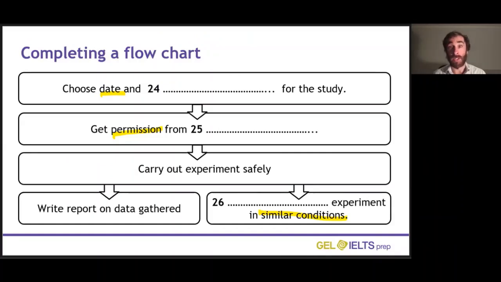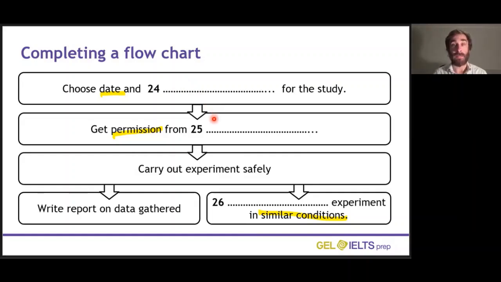Well done if you got at least one of those correct. This is just a practice, so don't worry if you made a few mistakes. 24 was location, so choose a date and location for the study. Now you can see that it would be a logical prediction to guess something like location here.